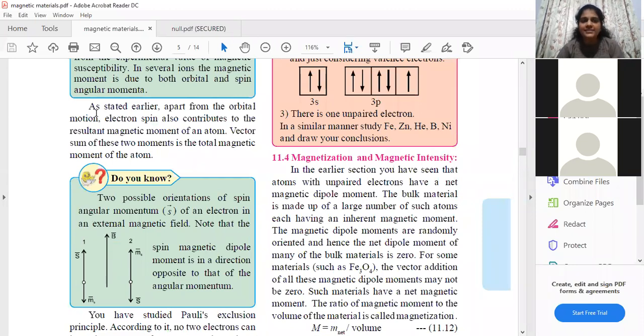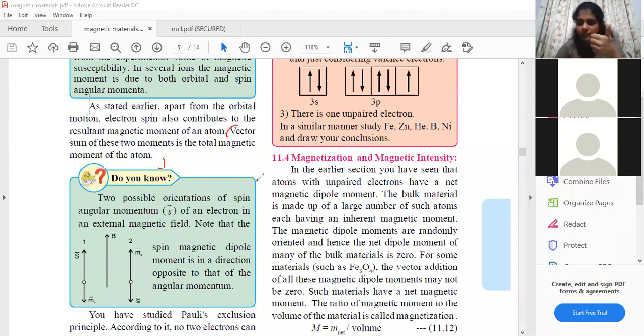Okay, see students. As stated earlier, apart from the orbital motion, electron spin also contributes to the resultant magnetic moment of an atom. Students, there is always something known as the net magnetic moment or total magnetic moment of any atom. In that total magnetic moment, the electron spin, the plus half spin, is also responsible. It also contributes to the total magnetic moment. That is what is written. Vector sum of these two moments is the total magnetic moment.